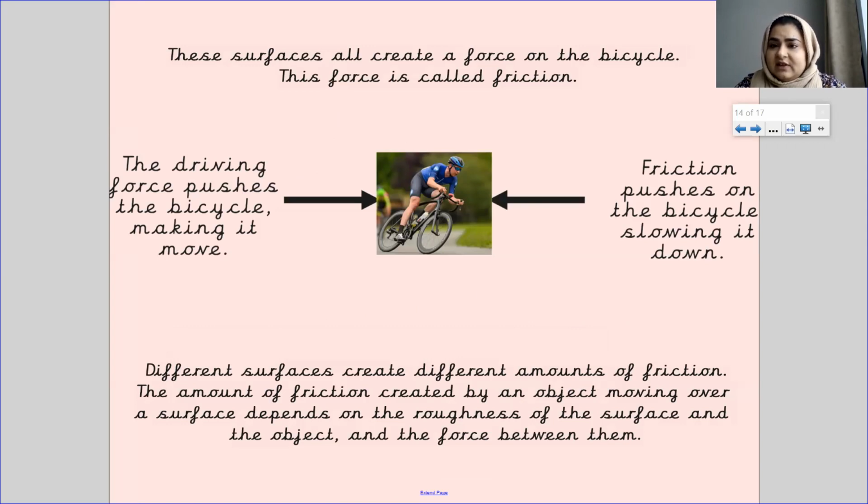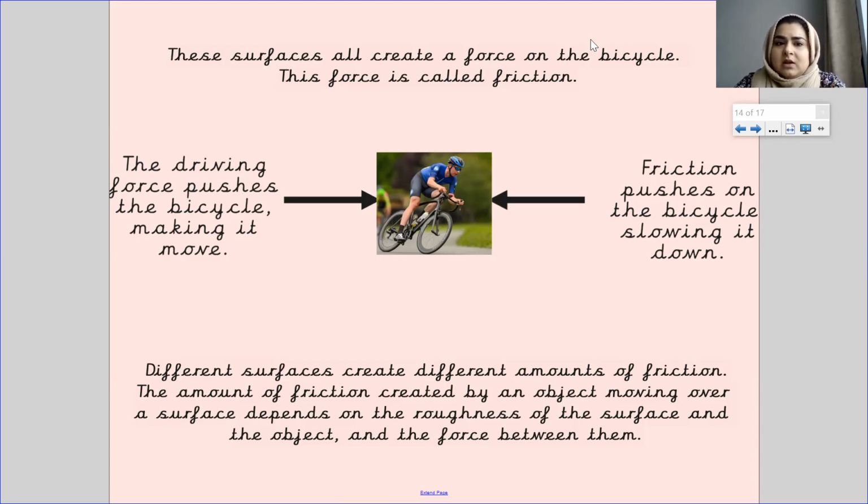These surfaces will create a force on the bicycle. This force is called friction. So friction is a force as well. Push and pull is a force and friction is a force, okay? So depending on what surface the bike is riding on, it will create friction, and then friction determines whether the bike will speed up or slow down.